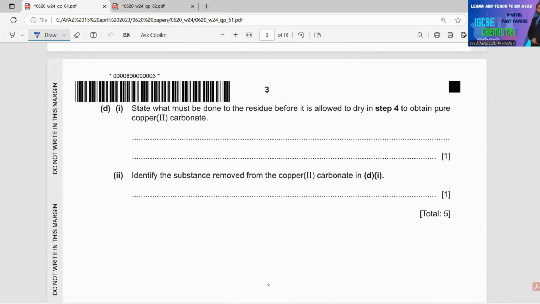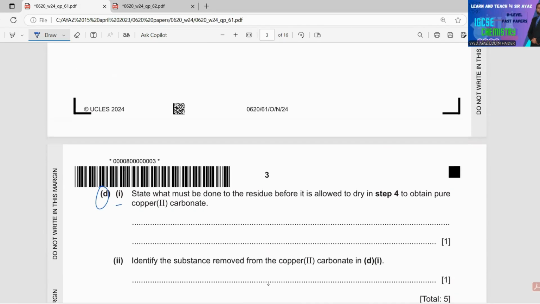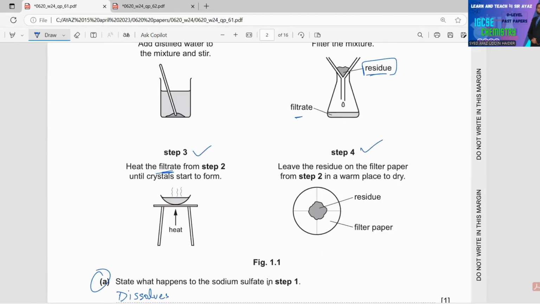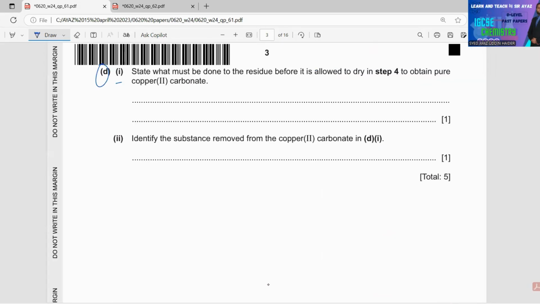Into next part D. 1. State what must be done to the residue before it's allowed to dry in step 4 to obtain pure copper 2 carbonate. Definitely, copper 2 carbonate, as you know, you can see here, it's insoluble and you are obtaining this as residue here. It has to be washed with distilled water in order to remove the soluble sodium sulfate. So I will write wash with distilled water.